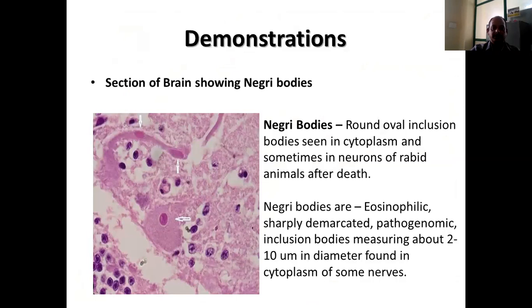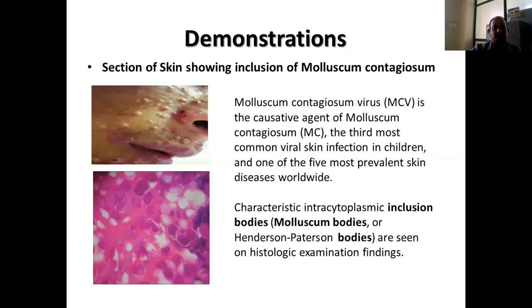After that, these are eosinophilic, sharply demarcated, pathognomonic inclusion bodies measuring about 2 to 10 micrometers in diameter, and they are usually found in the cytoplasm of some nerve cells. And you have to demonstrate and draw.